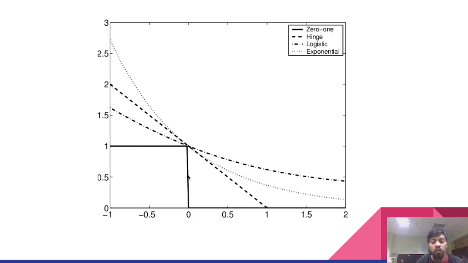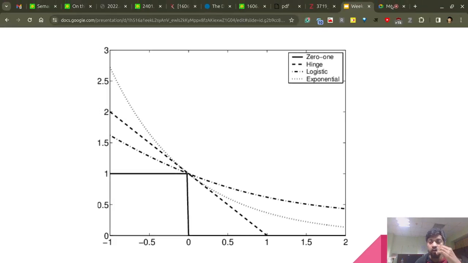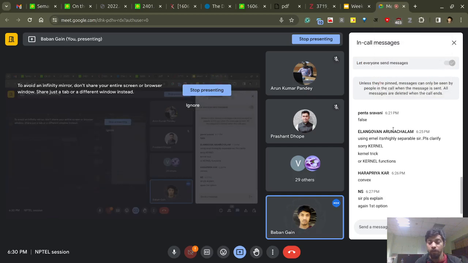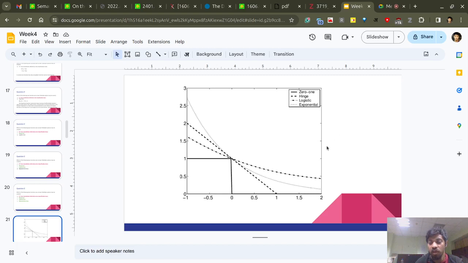So 0-1 loss is not convex, and all other losses here are convex. Is it clear from the diagram? The main point is that there should be a global minimum, but here we don't have any global minimum. This is also a minimum, this is also a minimum. Here you can see that it is decreasing, so at some point there will be some minimum. It is also decreasing; at this point is a minimum for the hinge loss. Here also at some point there is a minimum, but here all these points are minimum. So there is no global minimum here.